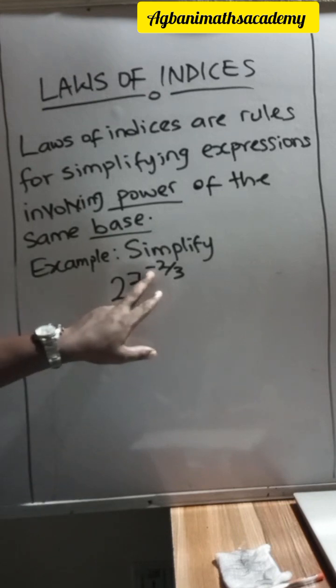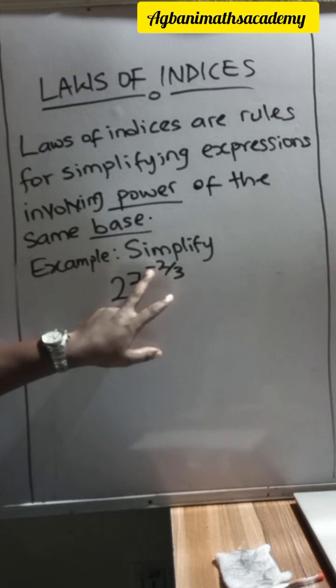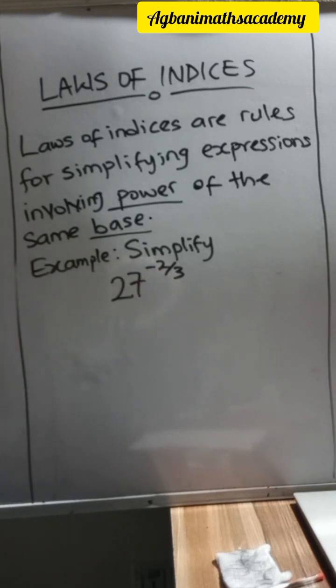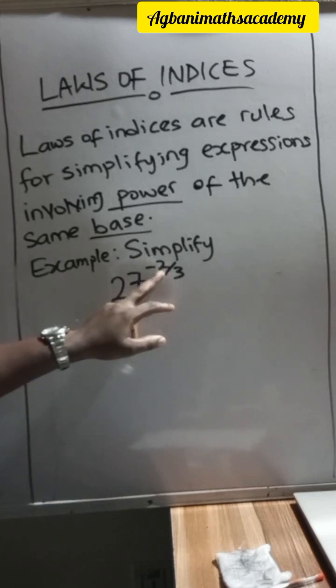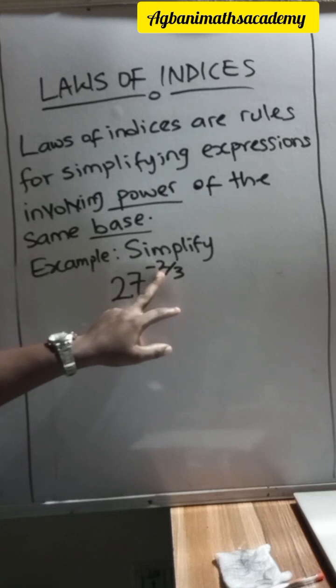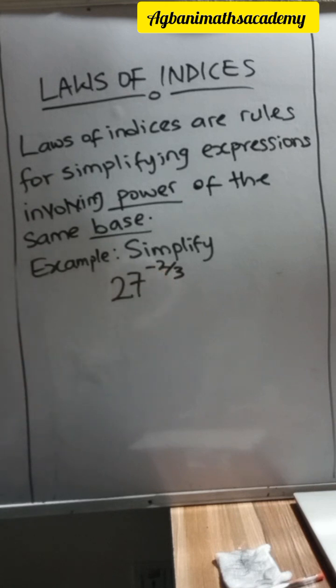The first law I'm seeing here that can be applied is the law of negative power, because we have to eliminate this minus sign in the power. This means we are going to apply the fourth law, the law of negative power. The second law I can see is that we have a power that contains a fraction, so we are going to apply the law of fractional power. So we are going to apply two laws in this question.